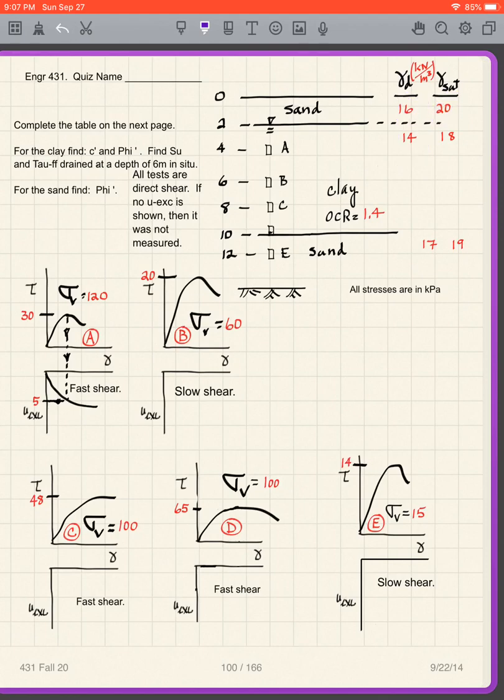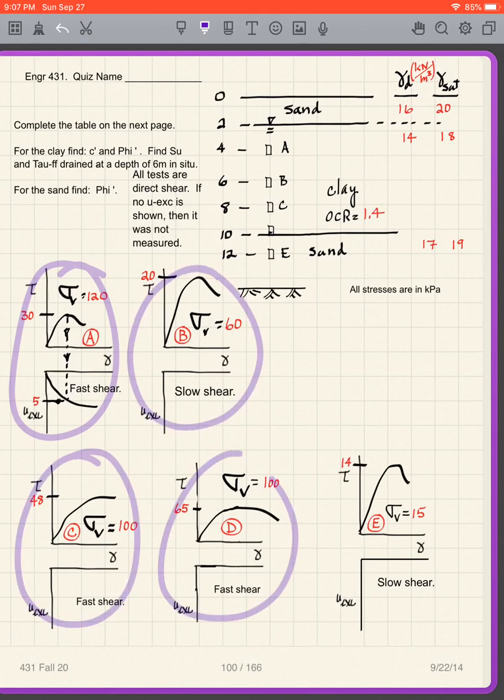We have tests at 4 meters depth, 6 meters depth, 8 meters depth, 10 meters depth, and 12 meters depth. So we have samples A, B, C, D, and E. And so this is the test for sample A, sample B, sample C, sample D, sample E.